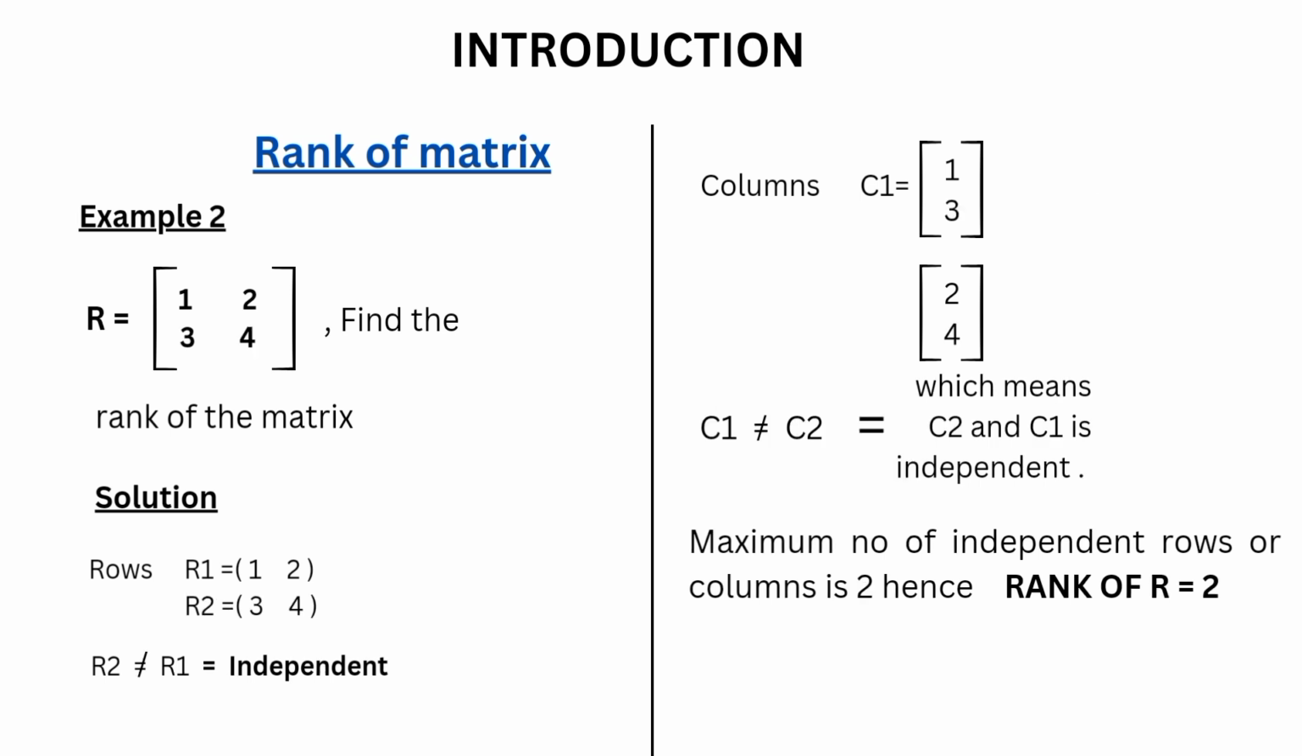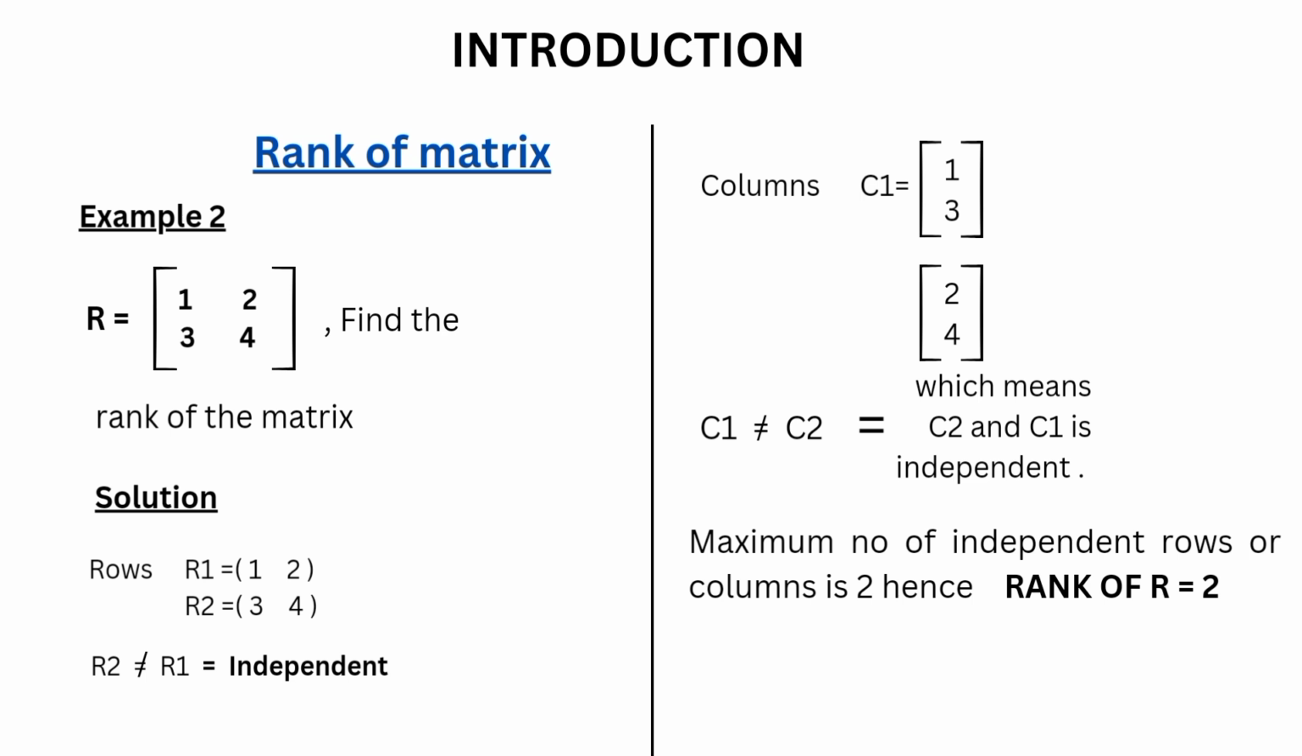So this is example 2, we have matrix R, which has elements 1, 2, 3, 4. Find the rank of matrix. Again, we can choose to use rows or columns because either way, the answer will be the same. Row 1 is 1, 2. Row 2 is 3, 4. Here, neither row is a copy of or multiple of the other. So both rows provide new information. This means the rank of matrix is 2.